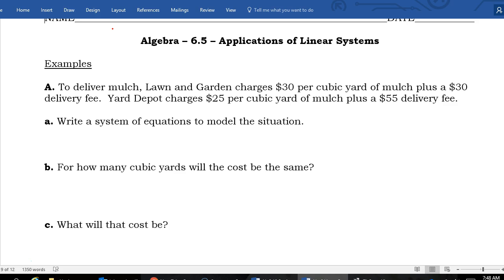The first example says, to deliver mulch, Lawn and Garden charges $30 per cubic yard of mulch plus a $30 delivery fee. Yard Depot charges $25 per cubic yard of mulch plus a $55 delivery fee. Write and solve a system of equations to model the situation.